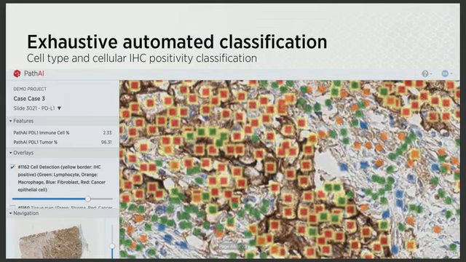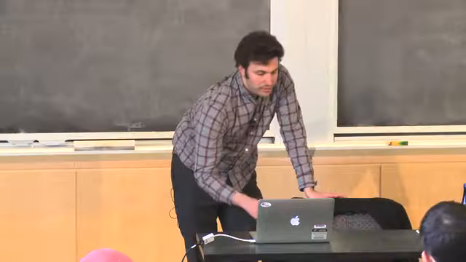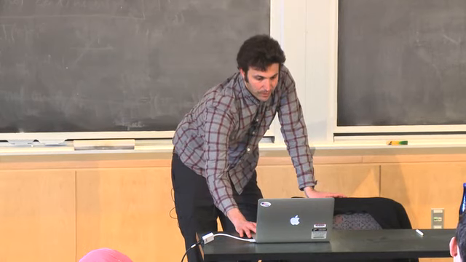And then we've also trained cellular classification. So for every single cell, we classify it as a cell type. Is it a cancer cell or a fibroblast or a macrophage or a lymphocyte? And is it expressing the protein based on how brown it is? While pathologists will try to make some estimate across the whole slide, we can actually compute for every cell, and then compute exact statistics about which cells are expressing this protein and which patients might be the best candidates for therapy.